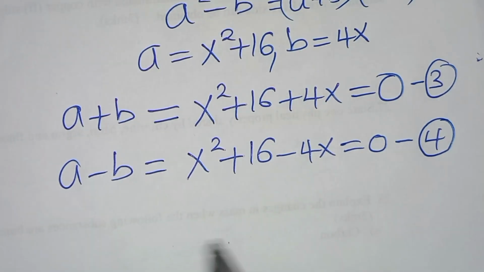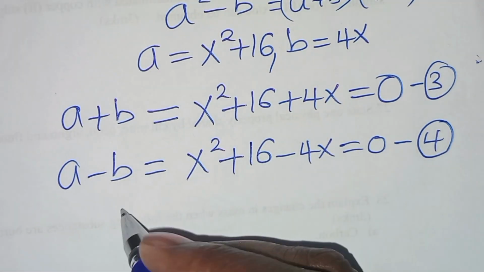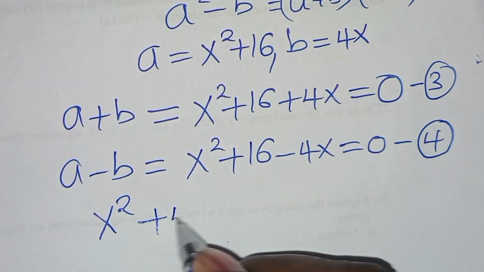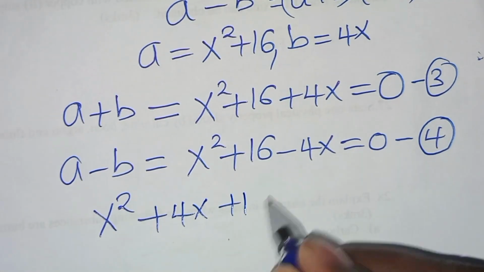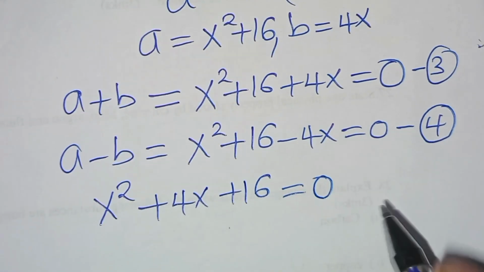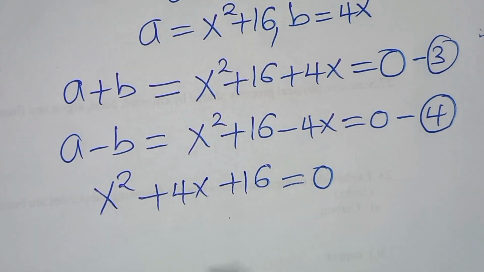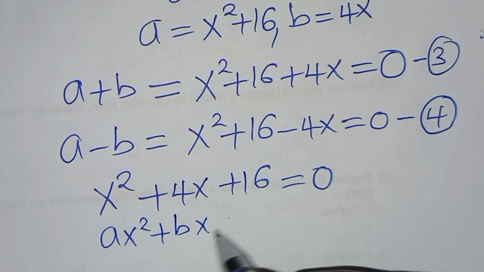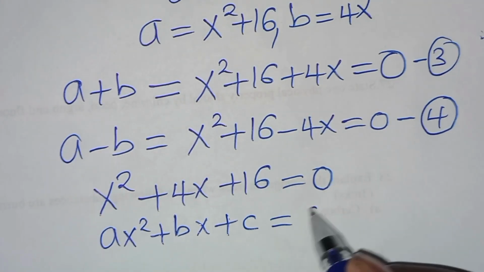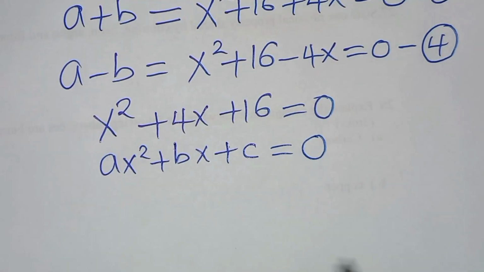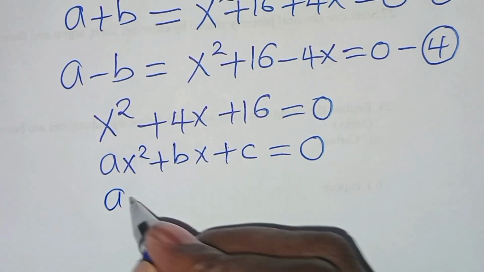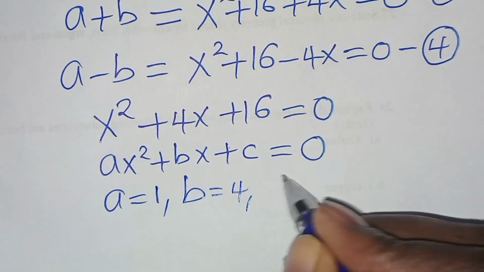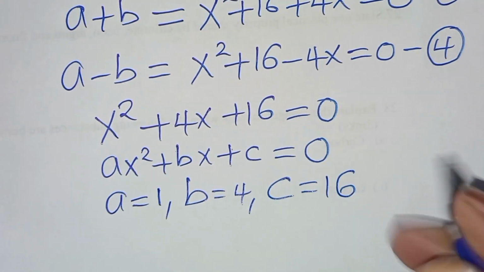So let's start to solve equation 3, which is x squared plus 4x plus 16, equal to 0. This is a quadratic equation of the form ax squared plus bx plus c equal to 0. From this quadratic equation, a is equal to 1, b is equal to 4, and c is equal to 16.